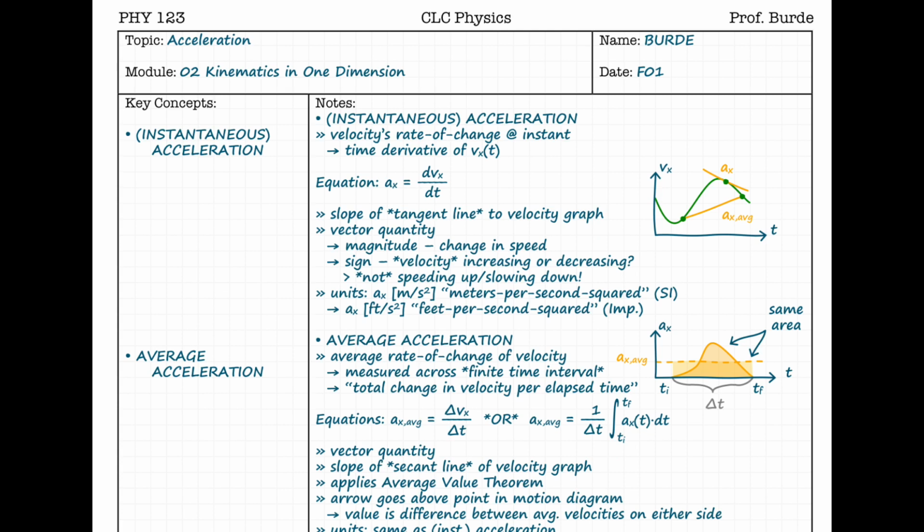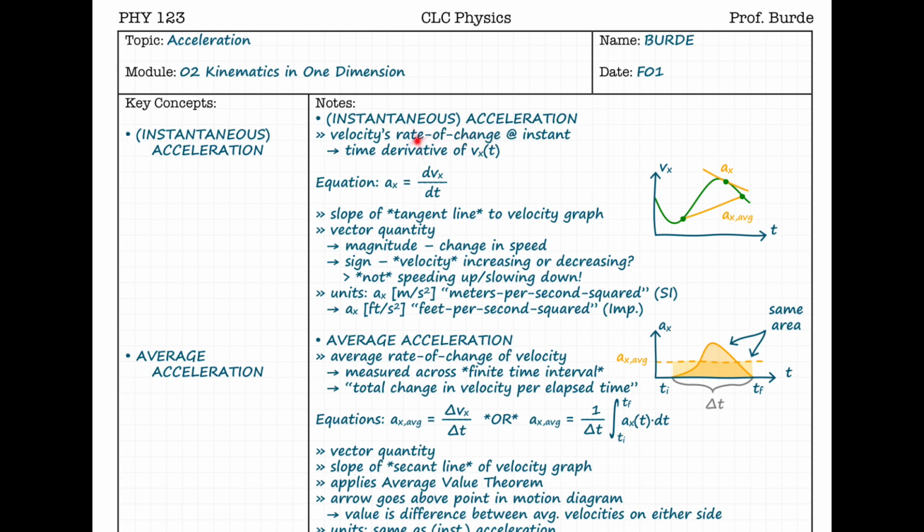Position was a vector. When we took the derivative of position to get velocity, velocity is a vector as well. When we take the derivative of the velocity vector, we get the acceleration, which is also a vector quantity. So it has two components to it. It has a magnitude. That magnitude is telling us how much the velocity is changing by, how much the object is speeding up or slowing down, and then the sign, whether the acceleration is plus or minus, is telling us whether the velocity is increasing or decreasing, right?